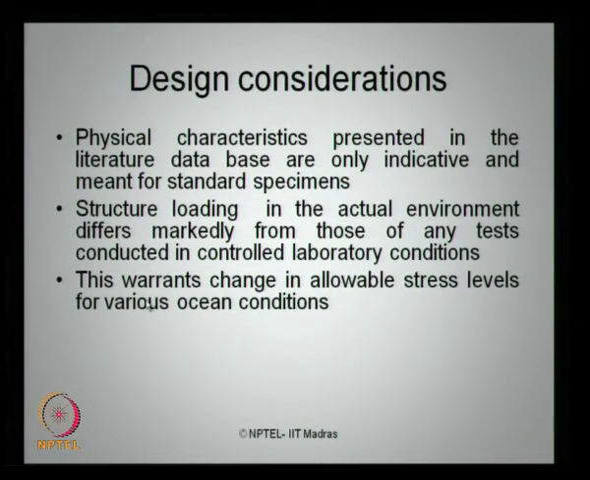Therefore, this warrants a change in allowable stress levels for various ocean conditions. It means in short the physical characteristics of a given material which are indicative, which are available from the laboratory experiments, are only guidelines. You cannot use them directly; you need to alter them or appropriately modify them to suit the different stress levels which the members actually encounter in ocean systems or ocean environment.